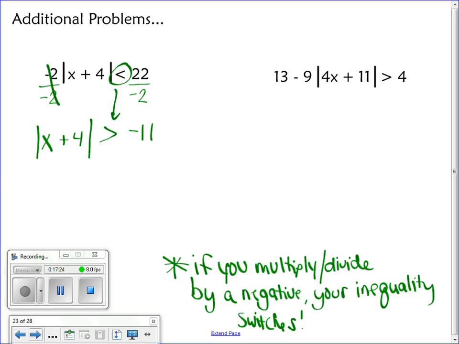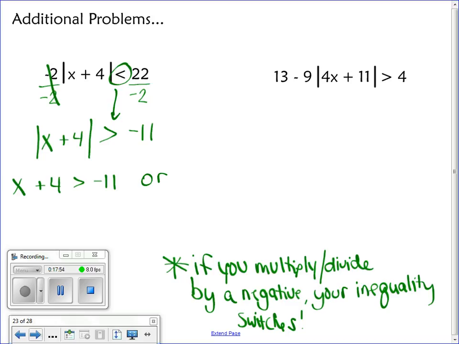All right, once it's isolated, now I write my two equations, right? So what's the first one going to be? You went a step further than I wanted. So x plus 4 is greater than -11. And or? It's an or. I've switched it. Yeah, it goes off of what you just did, and that's an or.